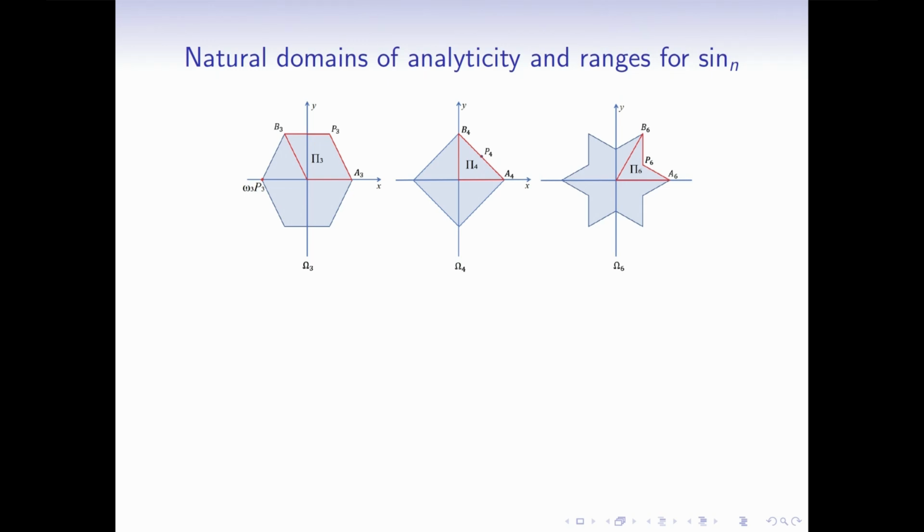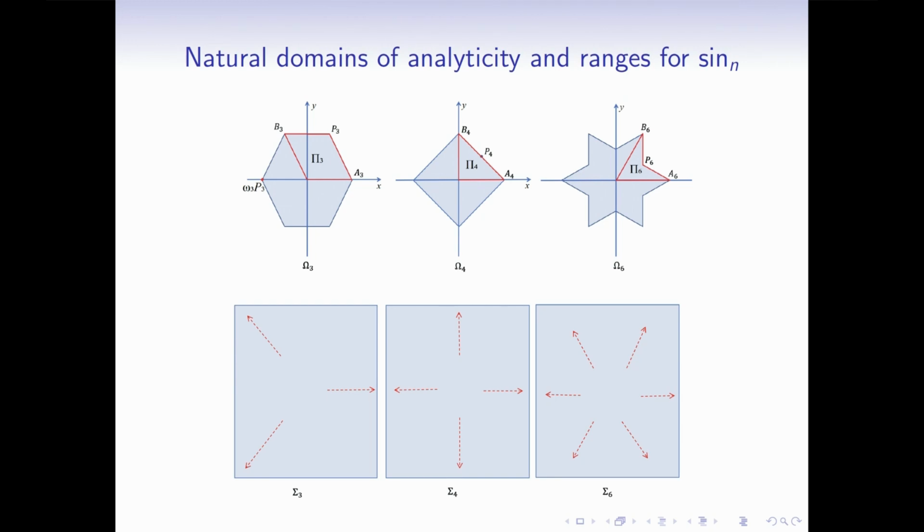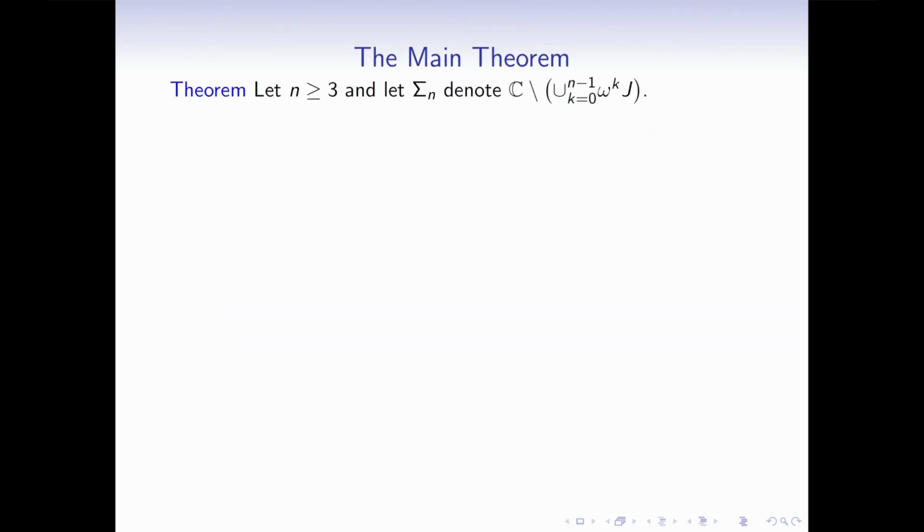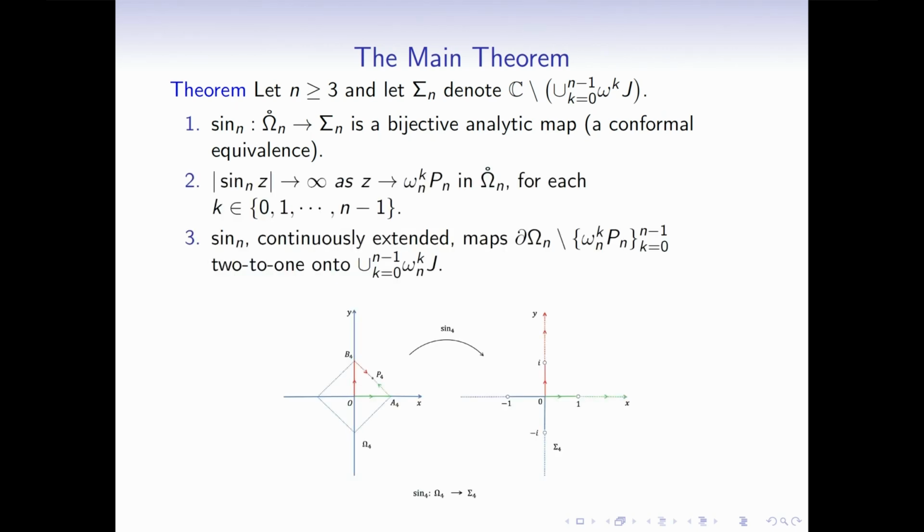So here are the domains, and those are the ranges of your function. For sine 3, you have to remove 3 lines. For sine 4, you have to remove 4 lines, etc., etc. We were very satisfied when we found this because these are beautiful geometric shapes which we didn't know before. And I'll just put the main theorem here. There is no difference between this one and the sine 4 except that I generalized everything for n, okay? So I guess I can just fast forward that in the interest of time.